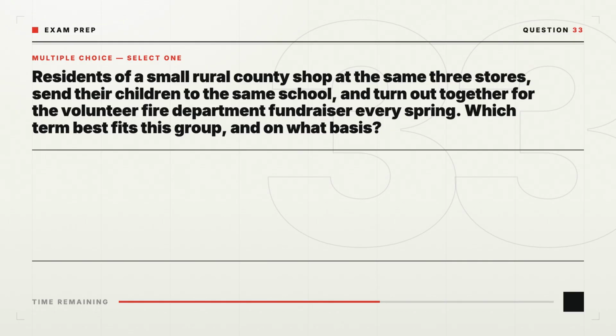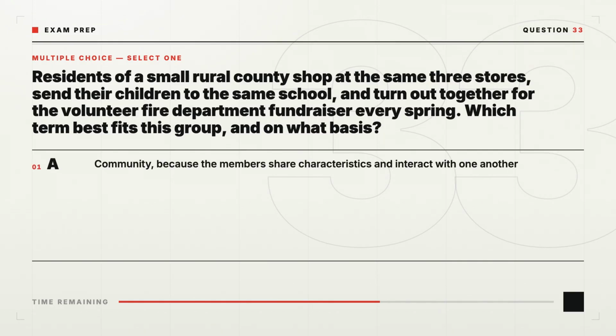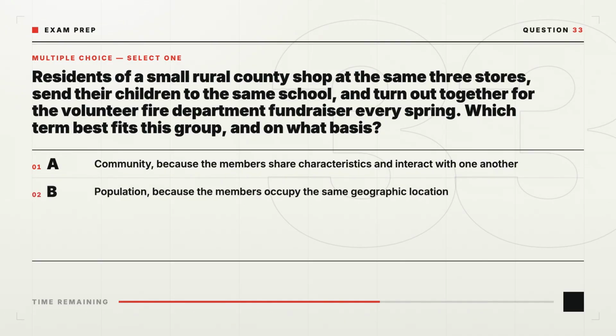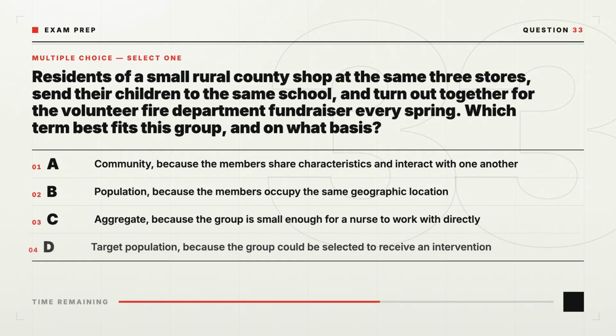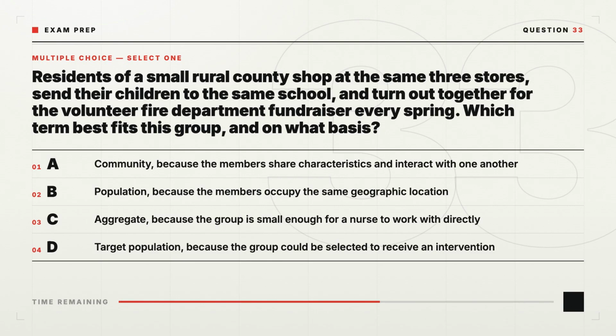Your options are A. Community, because the members share characteristics and interact with one another. B. Population, because the members occupy the same geographic location. C. Aggregate, because the group is small enough for a nurse to work with directly. D. Target population, because the group could be selected to receive an intervention. Which one is it? Pause the video if you need more time.